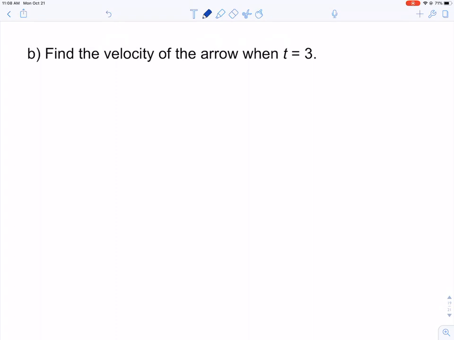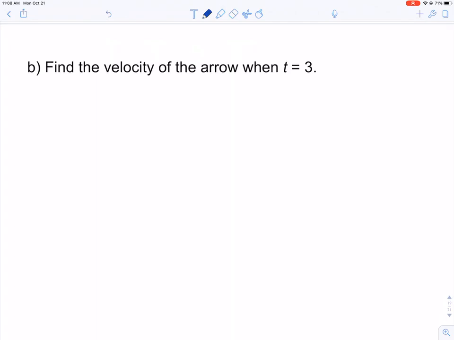If we wanted to find the velocity of the arrow when t is equal to 3, so how fast the arrow is moving when t equals 3 seconds, we want to find basically the slope of the tangent line at t equals 3. So we need the derivative to do that. So the derivative will be f prime of t equals the limit as h approaches 0 of negative 16. I'm using t's instead of h.